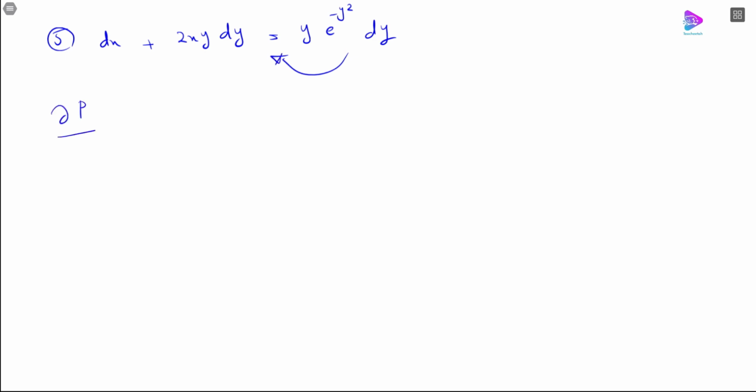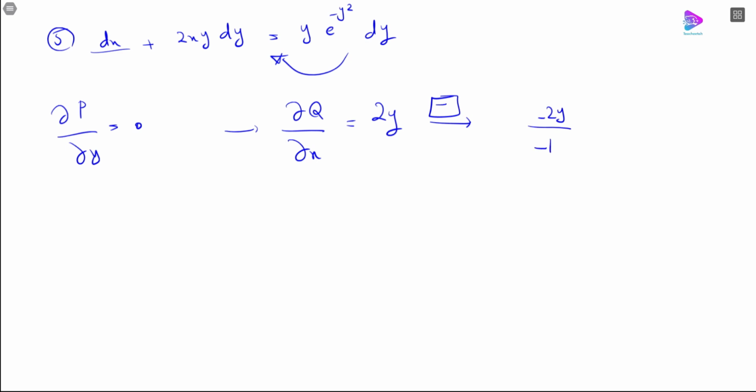But at the very end, dp over dy equal to 0 because it's only dx, and then dq over dx is equal to 2y. So if I minus them, I'm going to end up with minus 2y, and then I'll divide it by minus 1. This is 1 basically, so minus 1, so I'm going to get 2y. It is f of y, and the integral of f of y dy is simply y squared, so the integrating factor is e to the power of y squared.